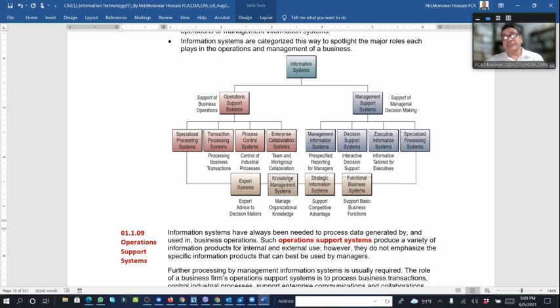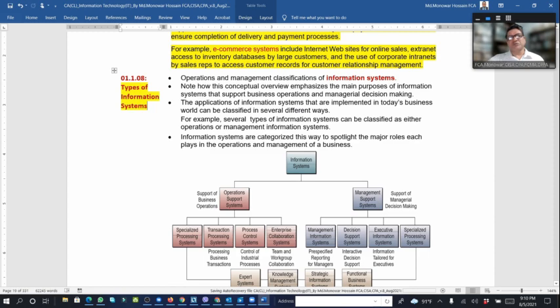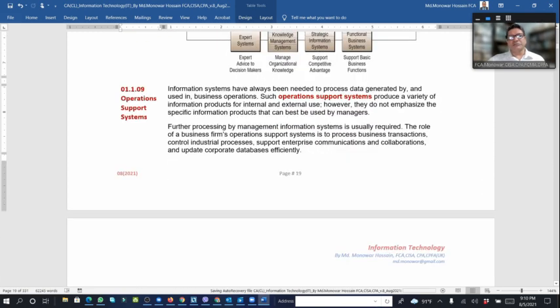management support system. Another part of information system is support to managerial decision making. So management information system, decision support system, executive information system, a specialized processing system. All these systems help the management for decision making, for surviving, that means running the business. That type of system also has the expert system, knowledge management system, strategic information system, functional business system. So these are the different types of information system in our business.